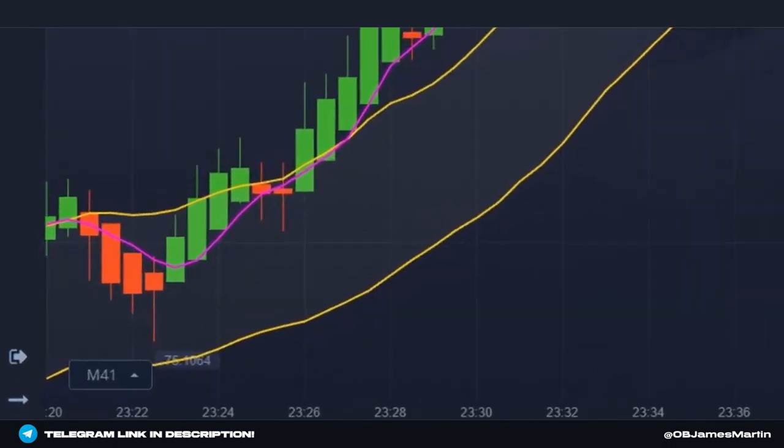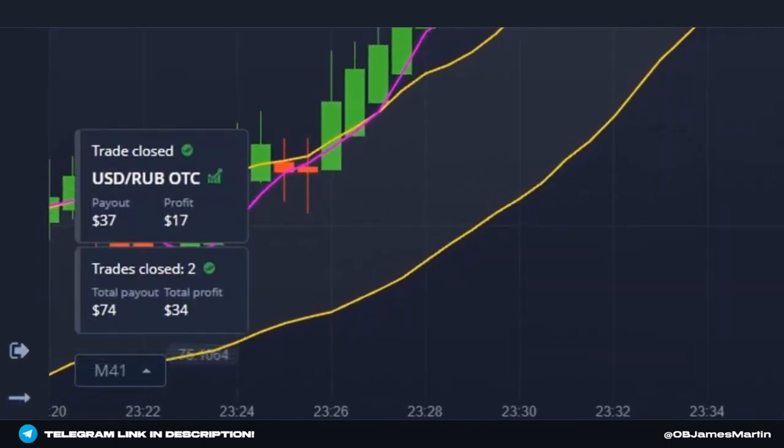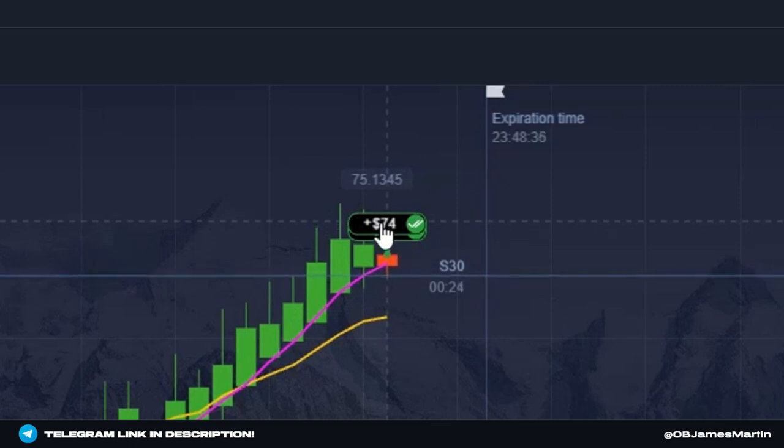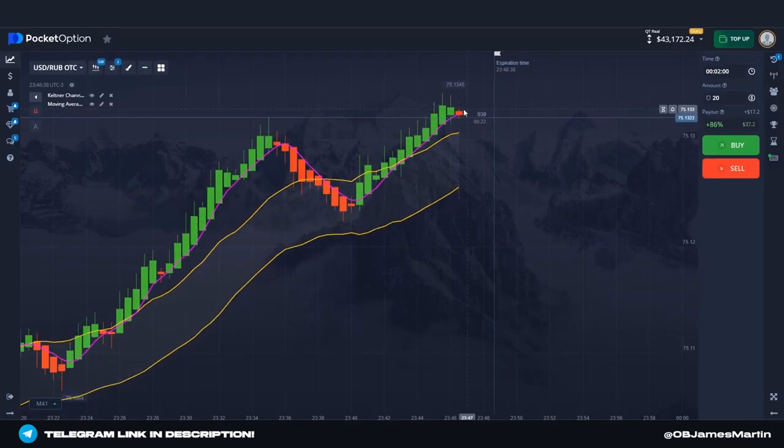So let's wait for these results. Look at this, man. We got the 3 entries. That is very amazing. Okay. So don't forget to follow this method right here. Pay attention when you get a crossing line and the entire candle outside of the channel.